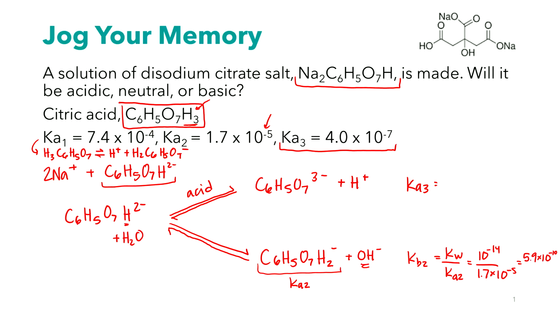We know Ka3, that was 4.0 times 10 to the negative 7th. Okay, so both are small numbers, right? So in both cases, reactants are favored, but my Ka is like 1,000 times larger, right? 10 to the minus 7th is a much bigger number than 10 to the minus 10th. So this is an acidic solution for this reasoning. Because my Ka is bigger than Kb, it's acidic.